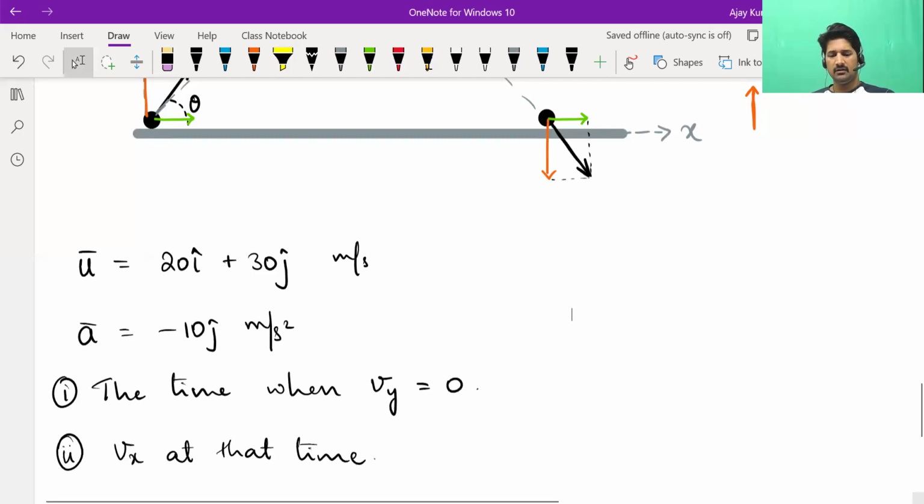Keep one idea in mind. The x component of velocity and x component of acceleration dictate what happens along the x-axis. The y component of velocity and y component of acceleration dictate what happens along the y-axis. Okay. So I'm asking you to find out the time when velocity's y component becomes zero. Write an equation only in terms of the y component. You can tell. Try this.